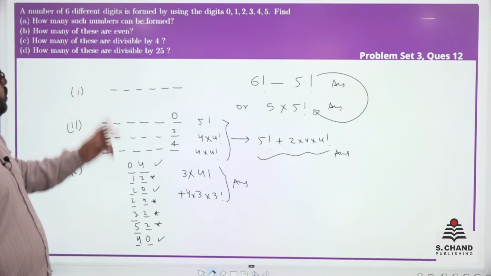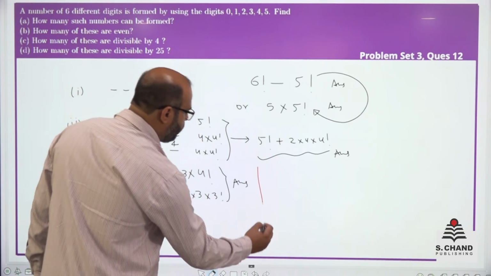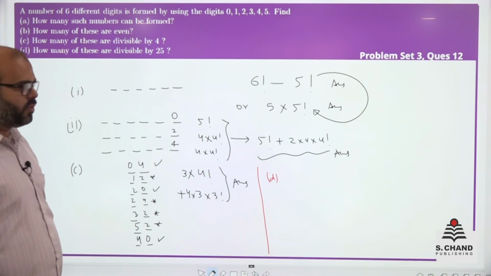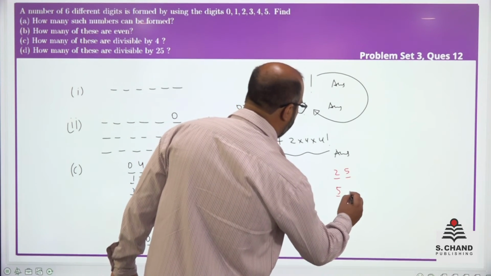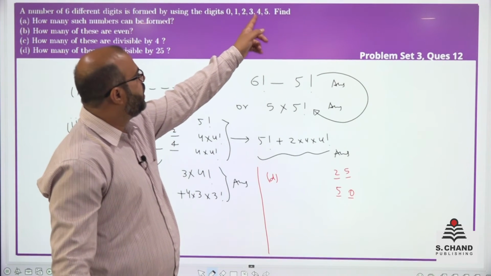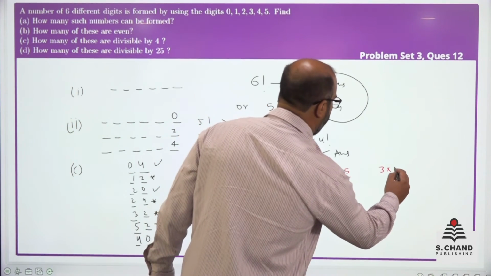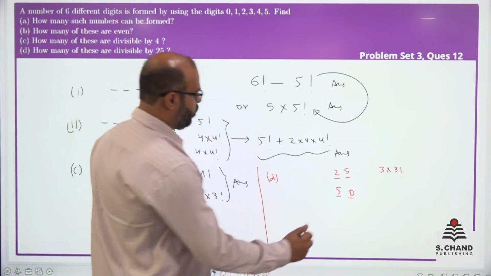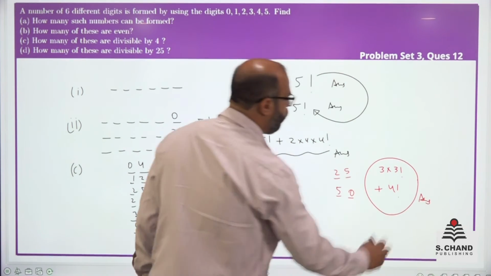So this is how many of these are divisible by 4. Now lastly the question says, how many of these are divisible by 25? So for that the end should be with 25 or 50. So for 25 at the end, the ways are 3 into 3 factorial, right? And if it ends with 50, then there is 4 factorial. So this will give you the answer for the fourth one.